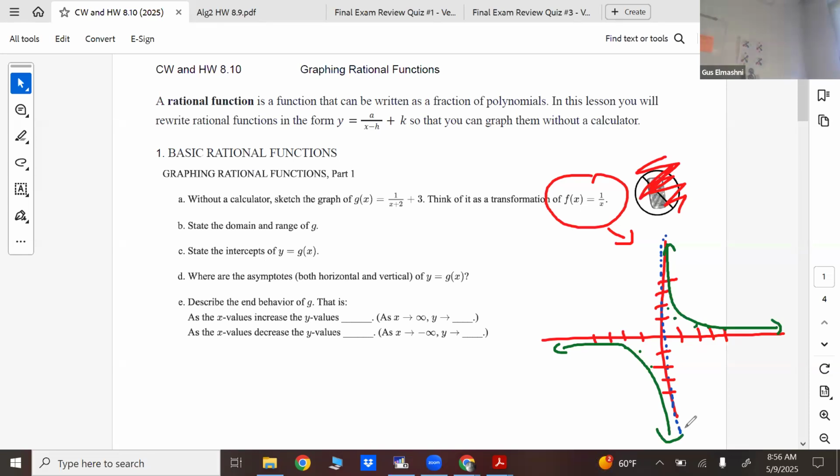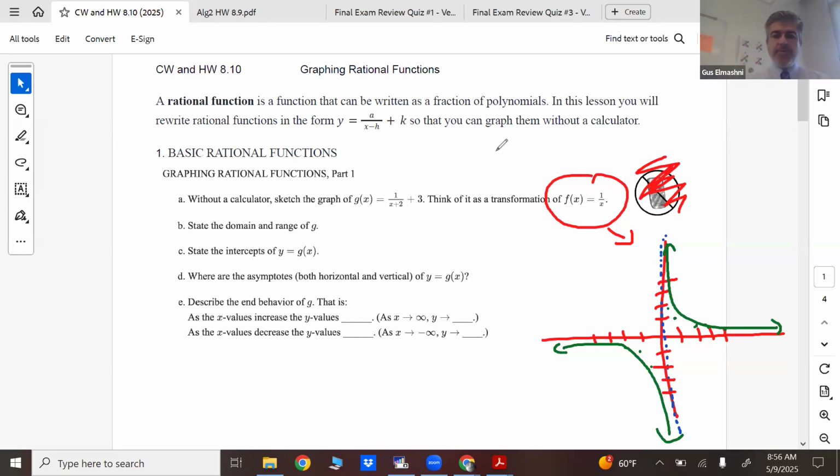You have to have this image embedded in your head. Like, okay, when I see 1 over something, that's what I expect. After this, all we're doing is shifting the graphs around. That's all we're doing. So if you think about it, if I add 3 to the outside, we know when we add something to the outside, it goes up, right? Or if you subtract something from the outside, it goes down. But if we do it directly to x, it shifts horizontally, right?